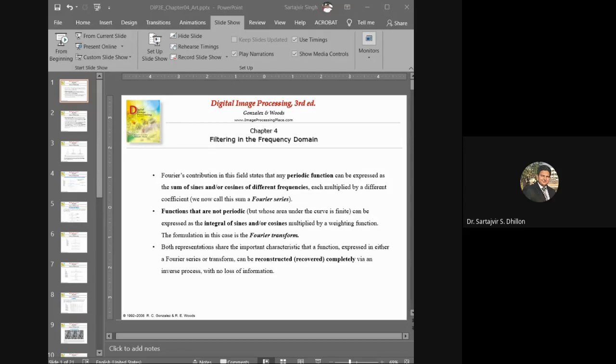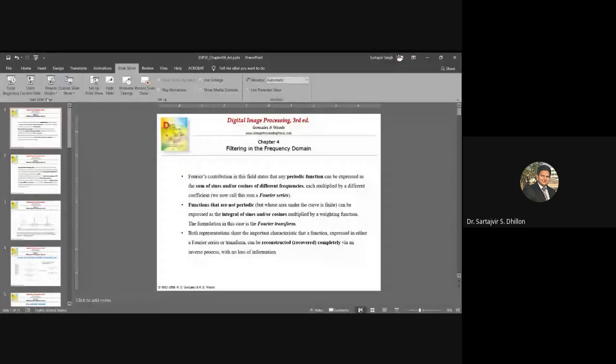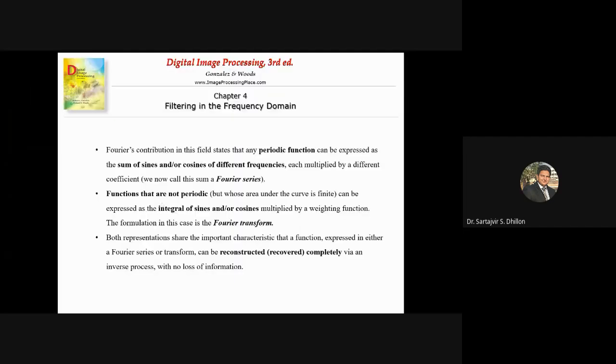Okay, let us start with the fourth chapter, that is filtering in the frequency domain. Previously, in the third chapter, we have done filtering in the spatial domain, which represents the image itself. And in this chapter, we will do the filtering in the frequency domain.